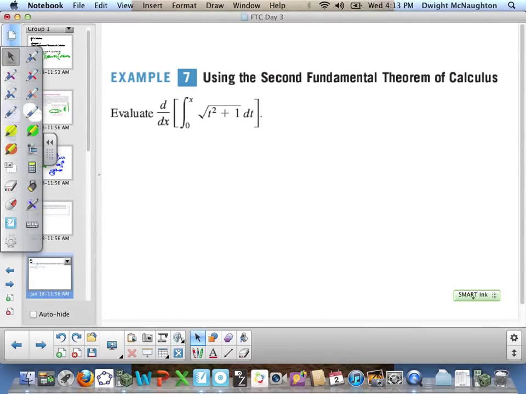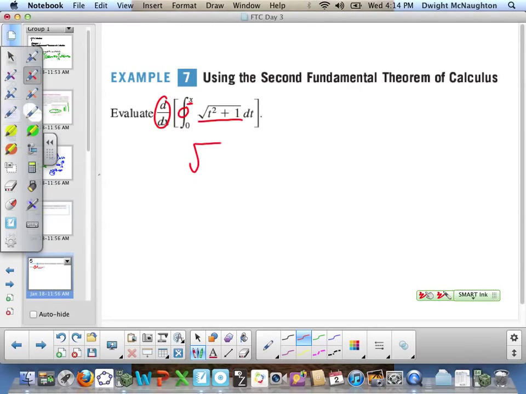So, use the second fundamental theorem of calculus. Find the derivative of the antiderivative of the square root of t squared plus 1 from 0 to x. Well, the derivative, the antiderivative is the function. The only difference is our variable is x.